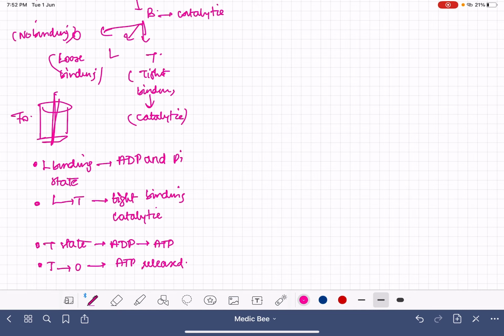As you can see, in the O state there is no affinity for the substrate, so at this point the substrates are released. The T state reverts to the O state when ATP is released. Again, from the O state it has to turn back into the L state for further processing. After it has reached the L state, it takes up ADP and inorganic phosphate again, and all this repeats.